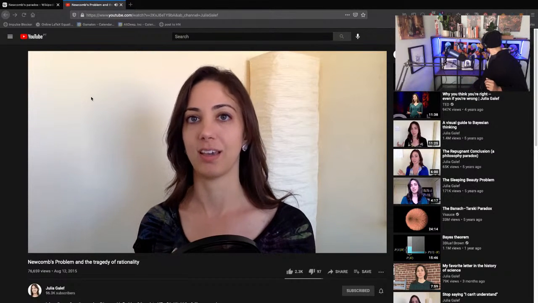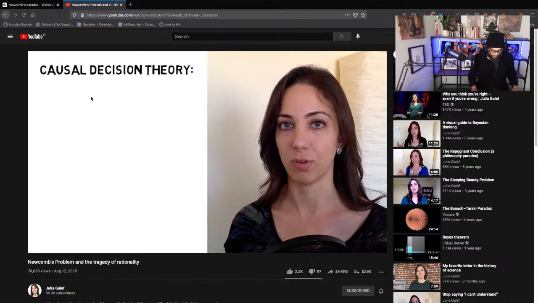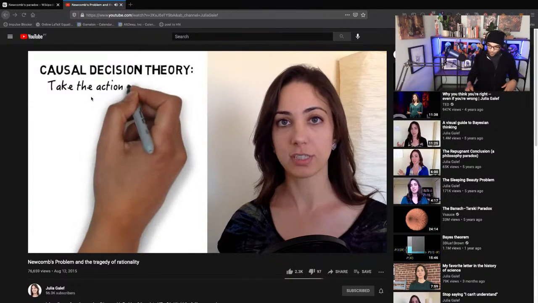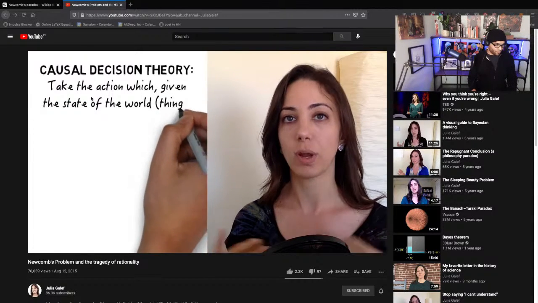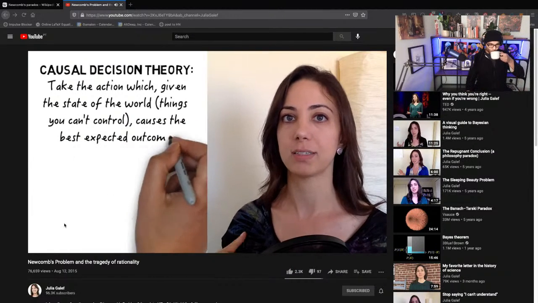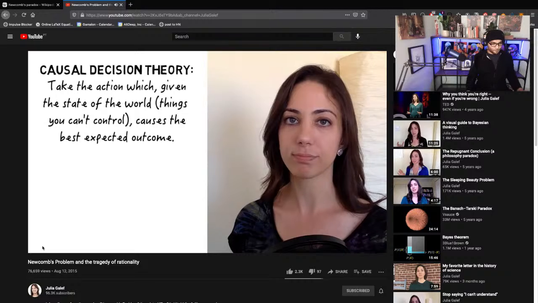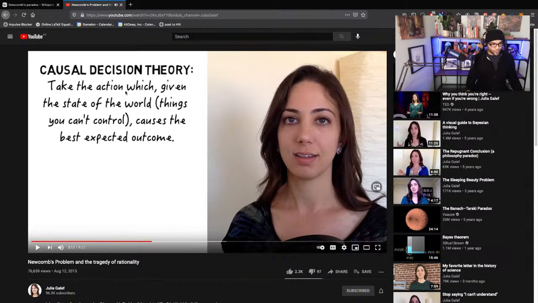So the former way of thinking is in line with what's called causal decision theory. And causal decision theory says the rational way to behave is to condition on the state of the world, condition on the things that you can't control in your choice, and then ask, what action can I take, given the state of the world, that will cause the best expected outcome for me? So, causal decision theory says, take both boxes. Take the action which, given the state of the world, things you can't control, causes the best expected outcome. So that's the dominance principle. And causal decision theory seems to say, okay, just do that.